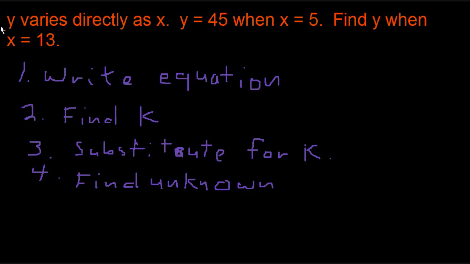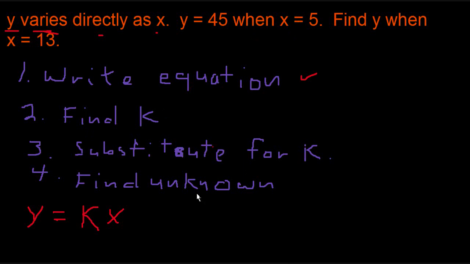Well, we've got something new in here. We've got y. Well, that's not new. Y varies. When we see varies, we write equals and k. Just do that on every problem, every one of these variation problems. Then it says directly as x. That just means times x. So y equals kx. We've written the equation.